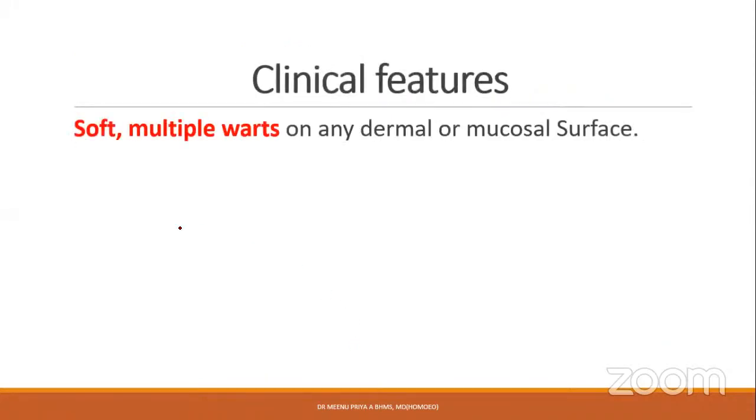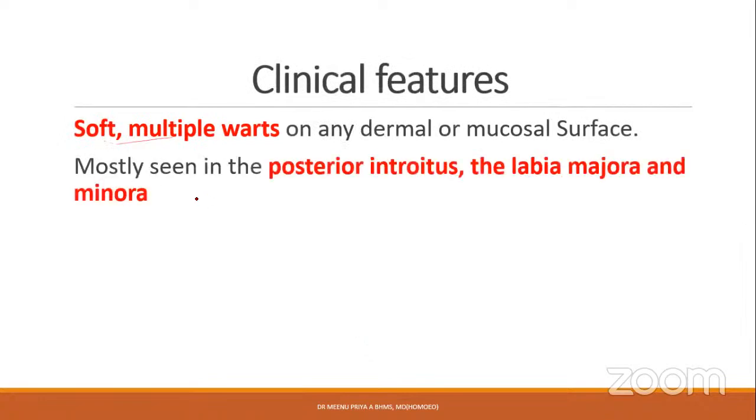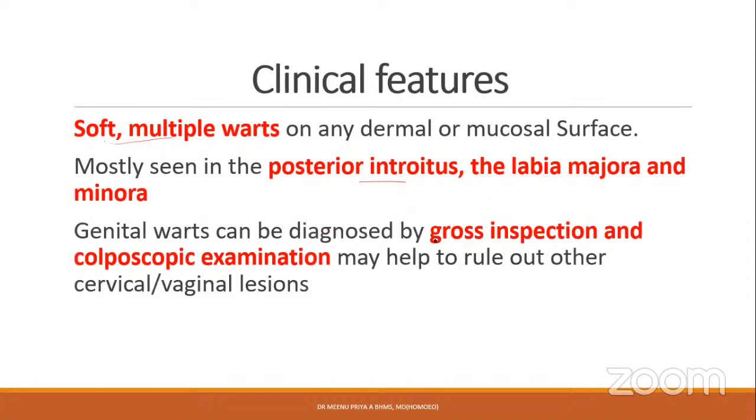Next, the clinical features: soft and multiple warts on any dermal or mucosal surface, mostly seen in the posterior introitus, labia majora and minora. Genital warts can be diagnosed how? By gross inspection, just on inspection we can see. Colposcopic examination may help to rule out other cervical and vaginal lesions which can mimic each other. So to rule out that, colposcopic examination can be done.